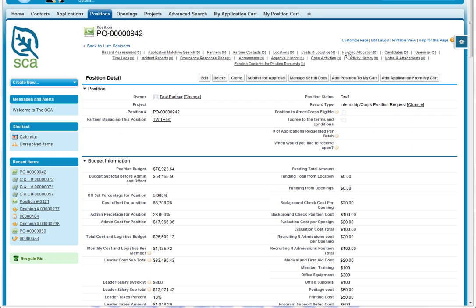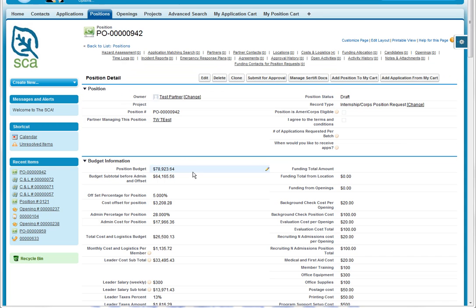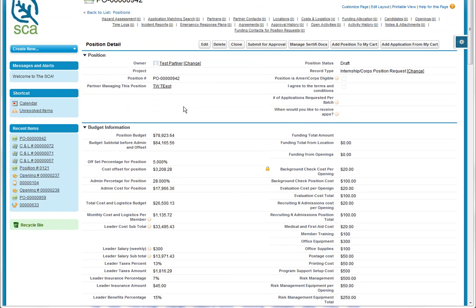So if we look at our total costs and logistics here, we can see some things are paid to the member, some are paid to the vendor, which is significant in terms of how things get rolled up here. It's also significant in terms of pay schedules for members. Okay, so at that point, I've entered all those things, and I've got a complete budget for this particular project.